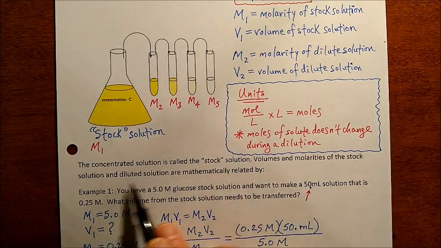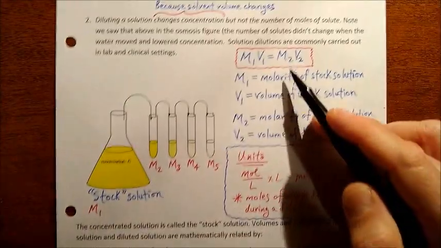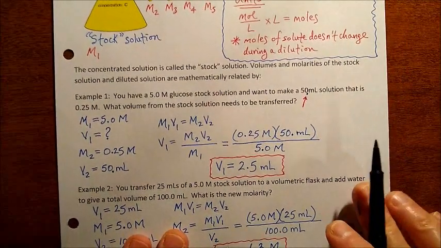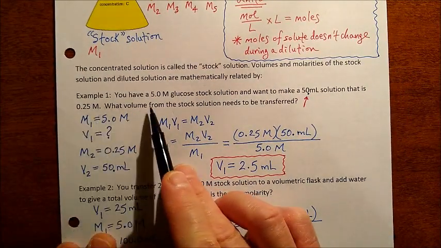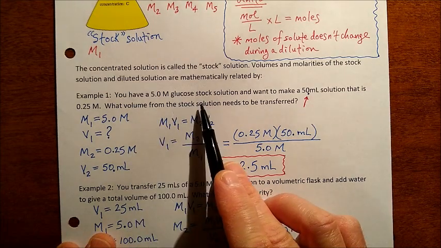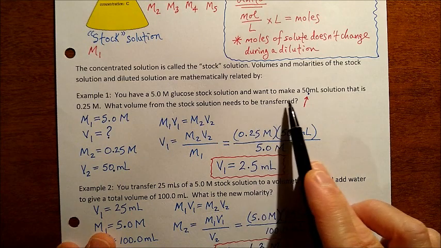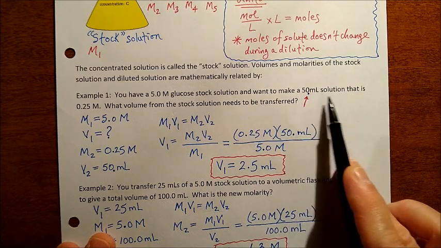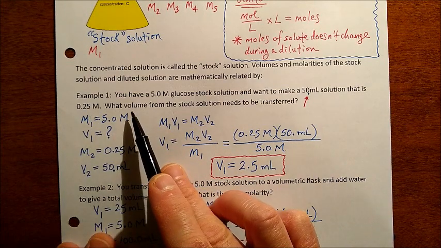Volumes and molarities of the stock solution and diluted solution are mathematically related by that formula that I have up here. So let's do a few examples. The best way to illustrate this is through many examples. So for instance, let's say you have a 5.0 molar stock solution of glucose, and you want to make 50 milliliters, 2 sig figs, of a solution that's 0.25 molar. How do you do that?